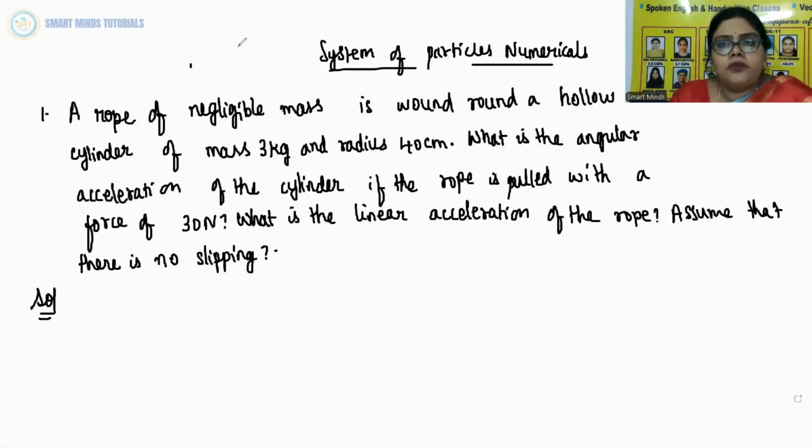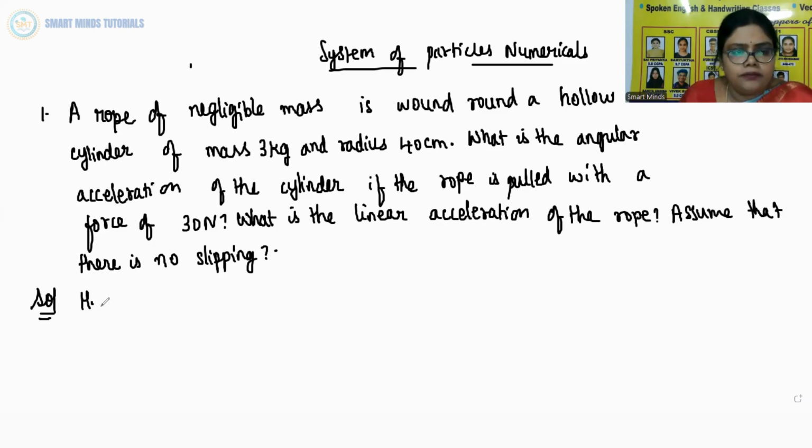Now take this numerical from the chapter System of Particles. A rope of negligible mass is wound round a hollow cylinder of mass 3 kg and radius 40 centimeters. What is the angular acceleration of the cylinder if the rope is pulled with a force of 30 newtons? And what is the linear acceleration of the rope? Assume that there is no slipping.